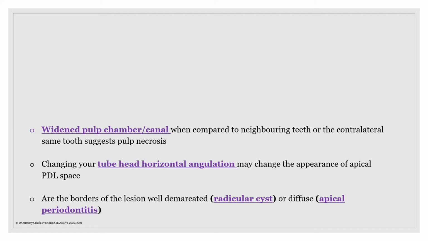As mentioned before, if you change the tube head horizontal angulation, this may change the appearance of the apical periodontal ligament space. And sometimes we need to do this to confirm whether there is apical pathology. As a general rule, borders of the lesion, if they're well demarcated, tend to suggest a radicular cyst. Or if they're more diffuse borders, this tends to suggest apical periodontitis.